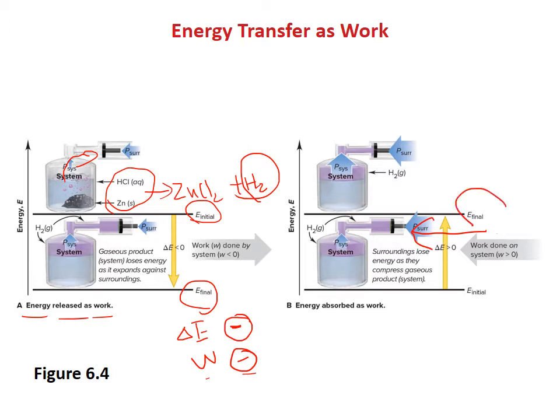So the final energy increases and is greater than the initial energy, because it absorbs energy as work done on it by the surroundings. In this case, delta E is positive. And since there is no heat, work is positive. Therefore, when energy is absorbed as work from the surroundings, the work is positive.